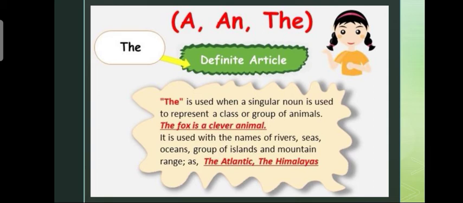It is used with the names of rivers, seas, oceans, group of islands and mountain range. For example, the Atlantic, the Himalayas. It is also used before the name of religious books, countries and the proper nouns.